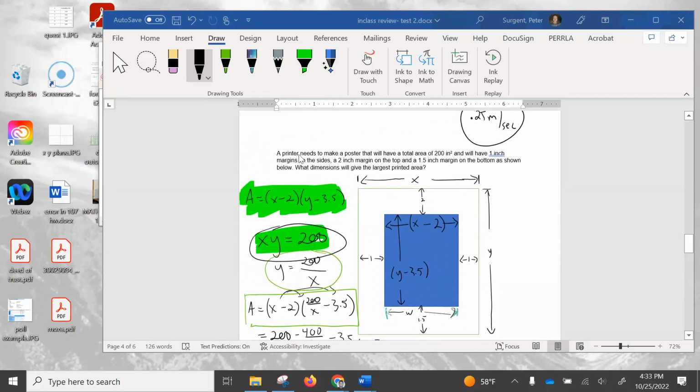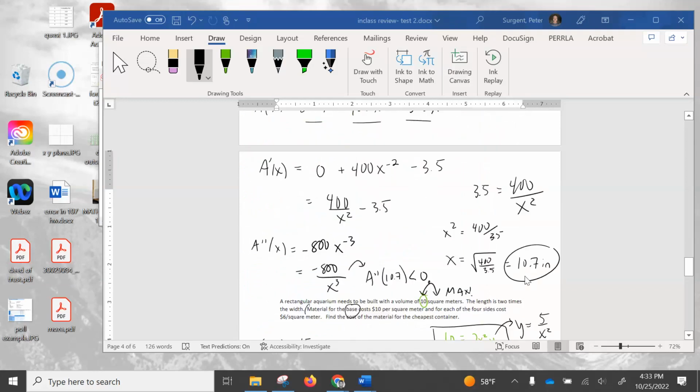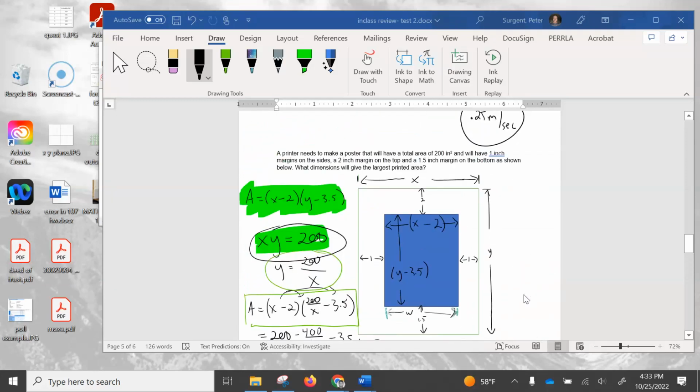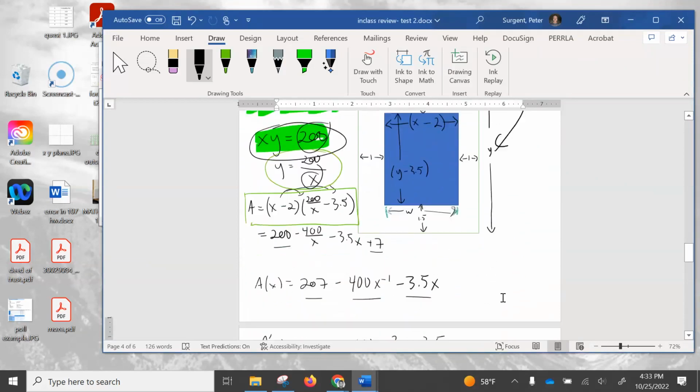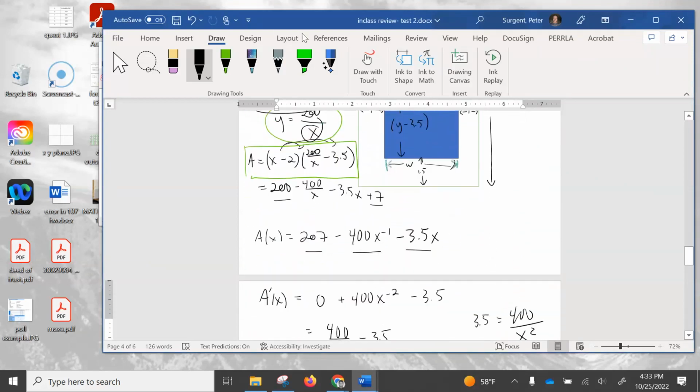Let's see if we answered the question. What dimensions will give the largest printed area? So no, we did not. But we could, right? We could go and solve y just by dividing 200 by our 10.7. Okay. No questions on that? Okay.